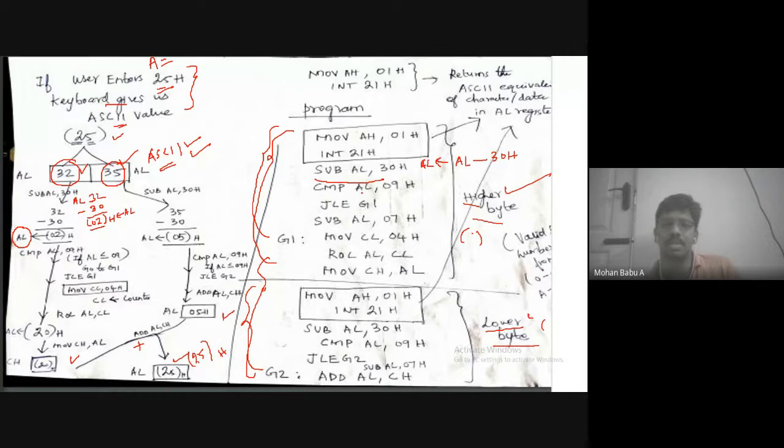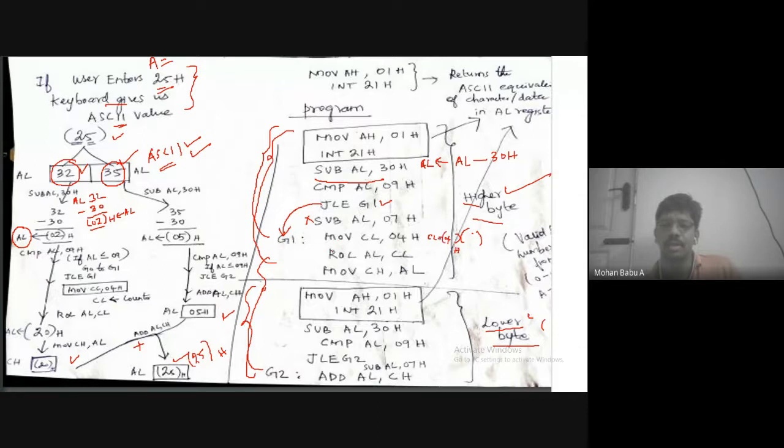That means the value of AL will be compared with 09. If the value of AL is lesser than or equal to 09, this instruction will jump directly to subroutine G1. Here we use JLE G1. If AL is less than 09, it will jump directly to subroutine G1 without executing the next instruction. So now the next instruction it will execute here is MOV CL, 04. This will assign the value of the CL register as 04.